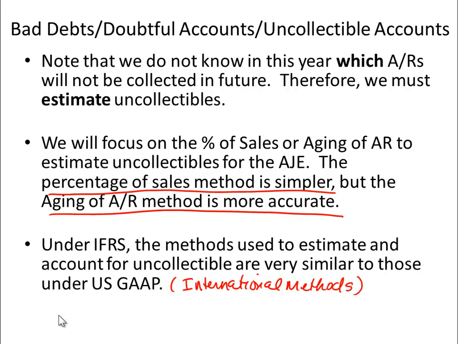So, other things to know about. Notice that these bad debt, doubtful account, or uncollectible accounts are estimates. We don't know when they'll go bad. We just know a certain amount of them will go bad. So thus, we've got to estimate them in the year of sale. We do this either based on percentage of sales method, which is really simple to do, or the aging method, which is more accurate. For international financial reporting standards, they use comparable methods to these.